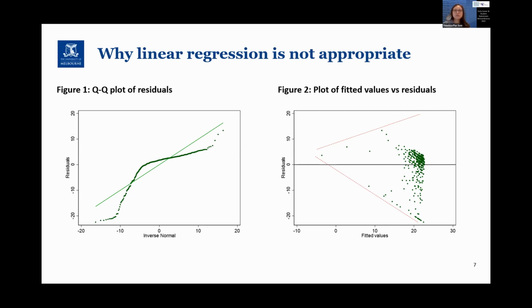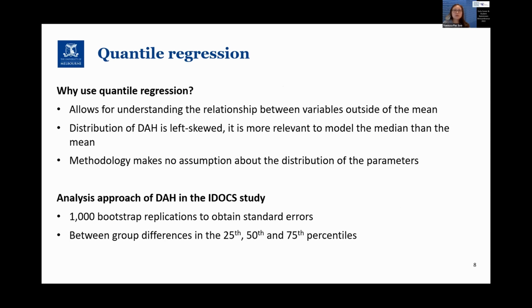We also considered a log or square root transformation of days alive and at home. However, the assumptions of linear regression were not met. To analyze days alive and at home, we used quantile regression, which is a technique that allows for understanding the relationship between variables outside the mean.